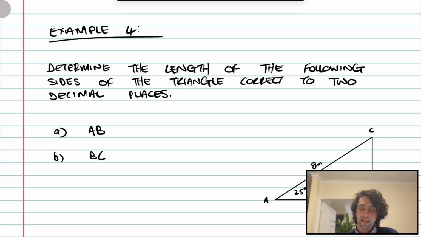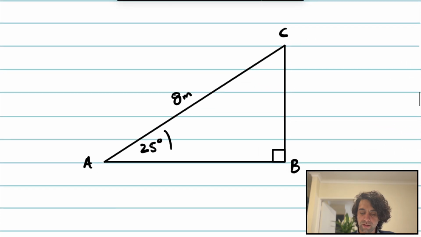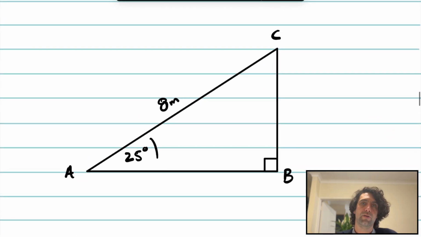So let's calculate the side AB. I'm going to start off by dissecting this triangle for a little bit. I like to look at my situation first, no matter what I'm doing in maths, just analyze it a bit and get an idea of where I should start, okay?